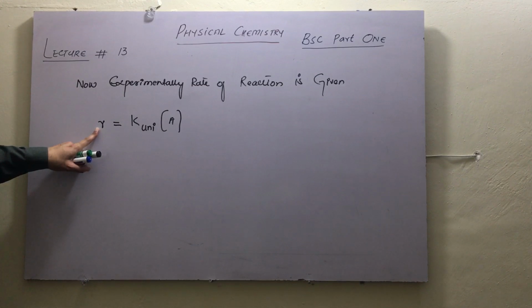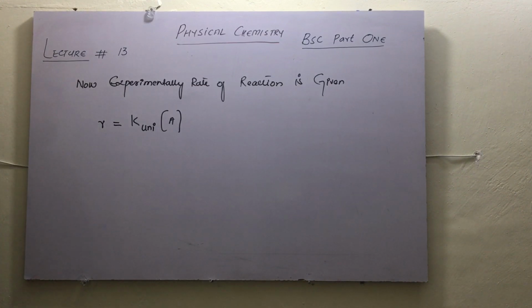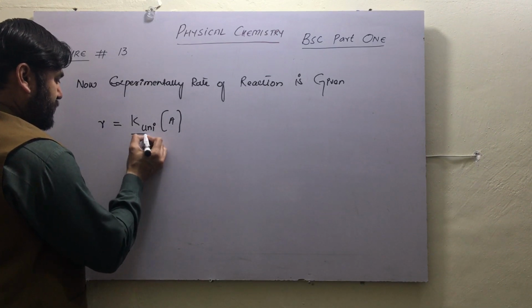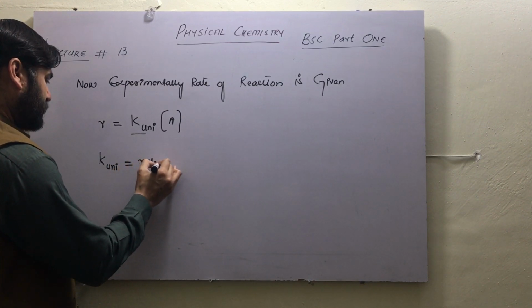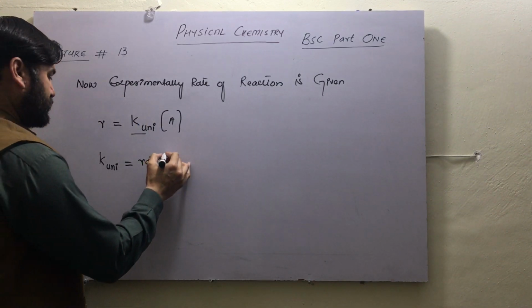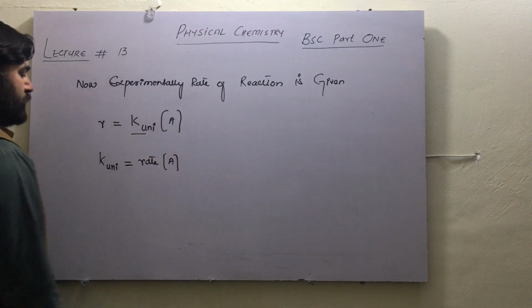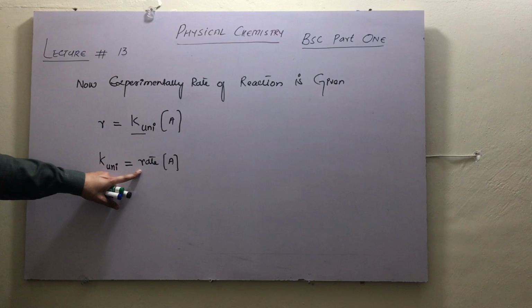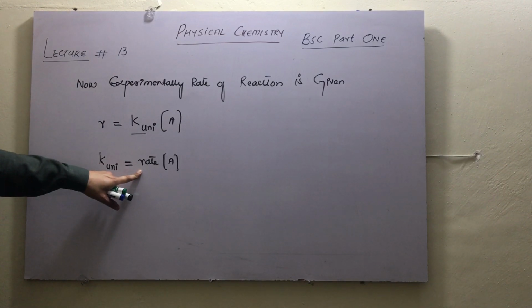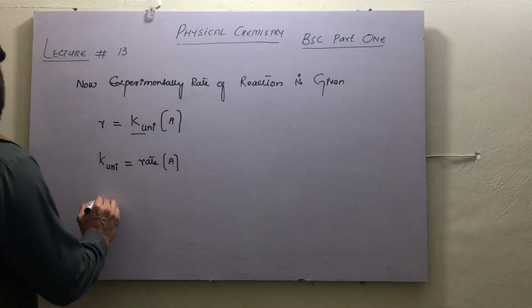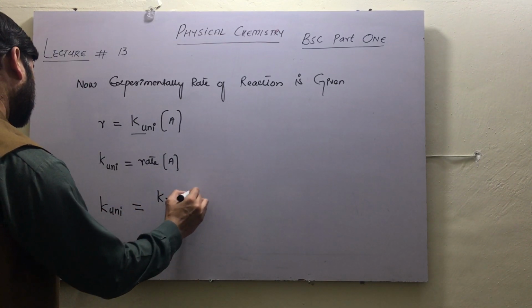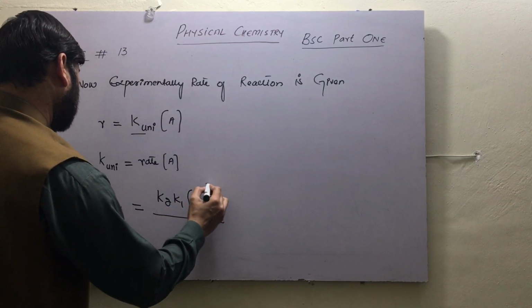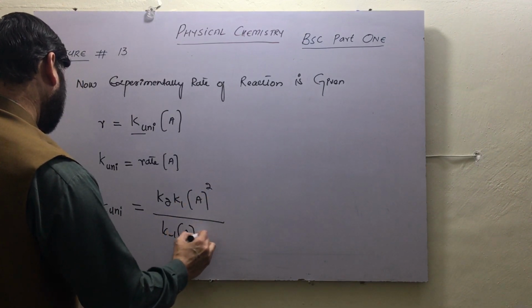So if we bring it to this side, K unimolecular is equal to the rate divided by A. In place of the rate, we can use the value we just derived from the previous one. That's why we will be writing this equation: K uni is equal to K1 K2 over K inverse A plus K2.